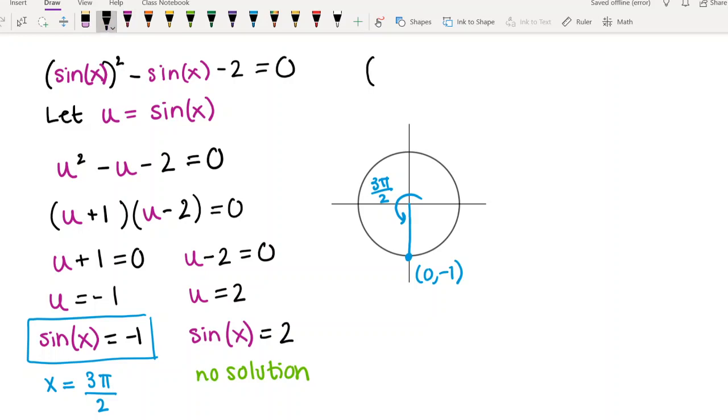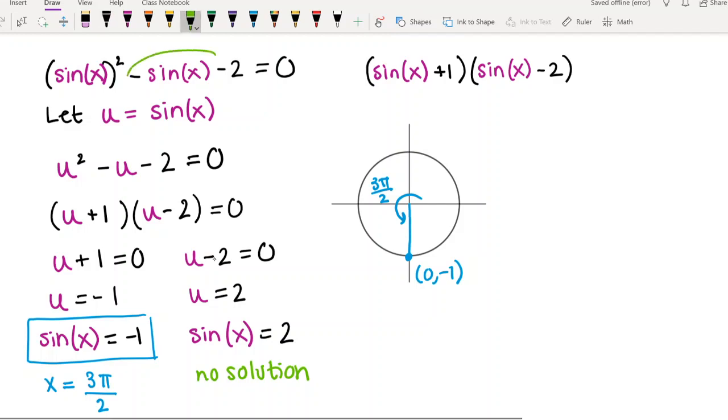If you looked at your equation and you can see how that's going to factor, you could just jump straight to writing it as sine of x plus 1 times sine of x minus 2. If you were to multiply them together, you would get sine squared of x, which is what we have at the beginning. Then you would get minus 2 times sine of x, plus 1 times sine of x, so together that gives this negative sine of x. And then plus 1 times negative 2, and that's where this negative 2 comes from.